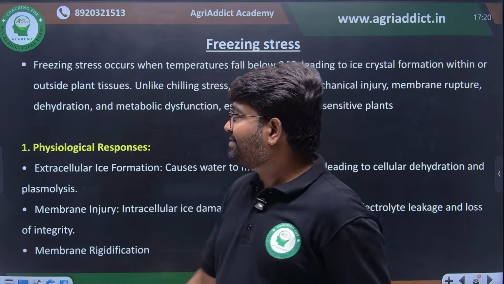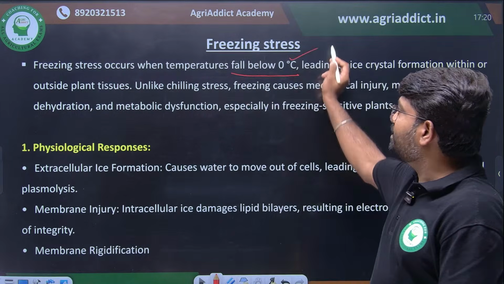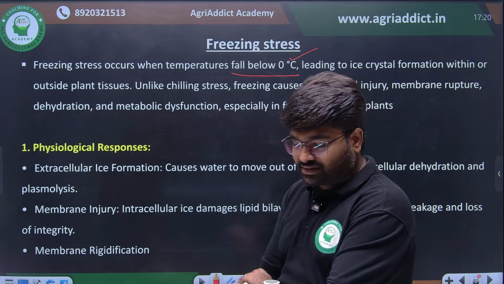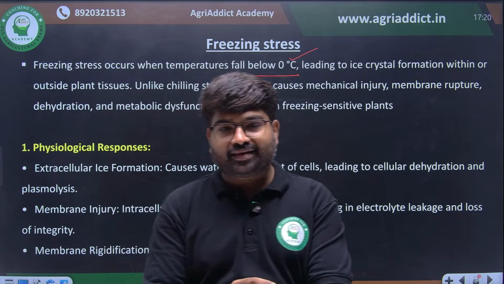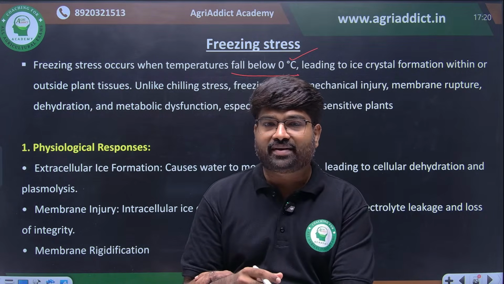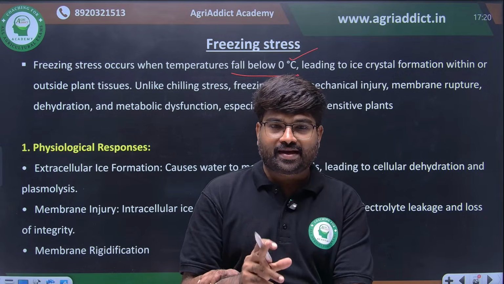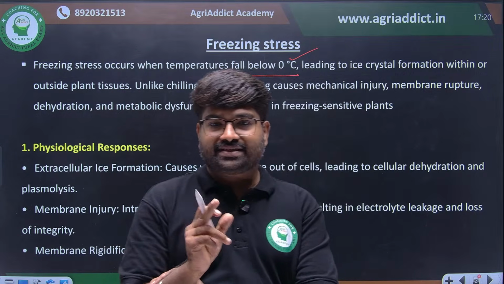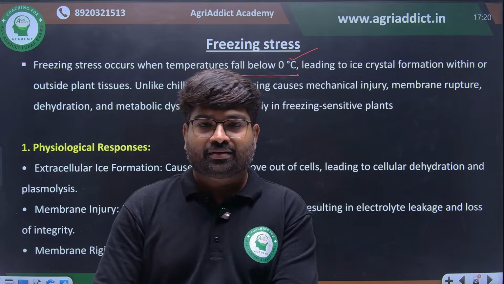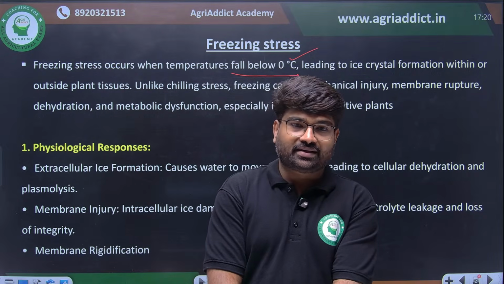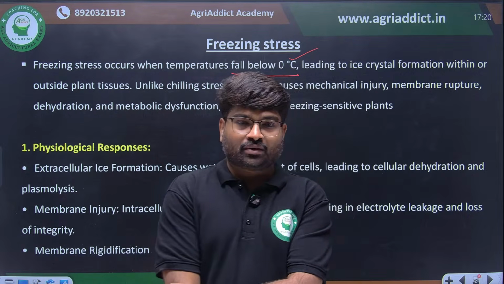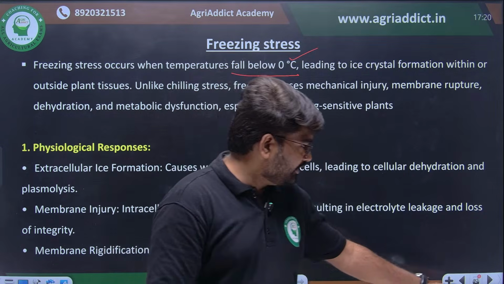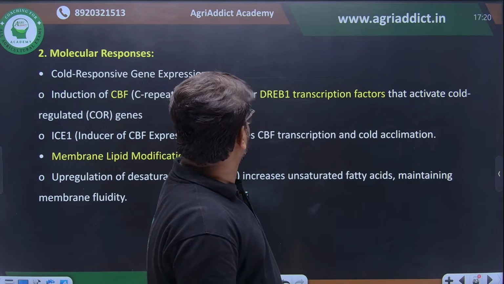Last, freezing; both are similar only. I told you when the temperature is below 0 degrees Celsius, that is known as freezing stress. In freezing stress, the symptoms will be almost similar. The most important thing you have to remember is that antifreeze proteins will be accumulated. These are primarily rich in alanine and glycine. They asked this in 2019 JRF. Alanine will be rich, and apart from that, glycine also will be rich, followed by threonine. These are the three amino acids predominant in antifreeze proteins. With this we are completing abiotic stress.